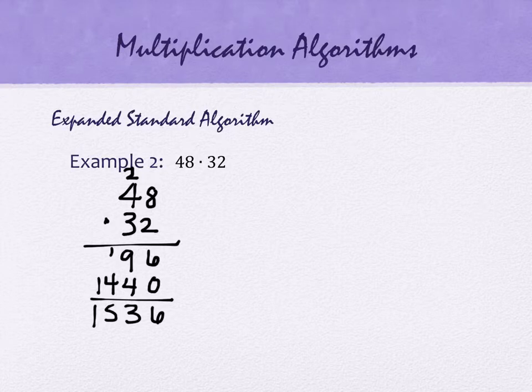So let me show you the expanded algorithm, and this actually looks a little bit like the one that you were asking about, Kaylee, from section C. When I do the expanded algorithm, I'm not going to expand it the way that I did before. I'm going to expand it like they did in the book on that problem. So instead of writing the 48 as 48, I'm going to write it as 40 plus 8. And instead of writing the 32 as 32, I'm going to write it as 30 plus 2.